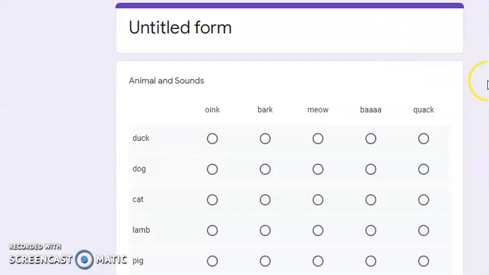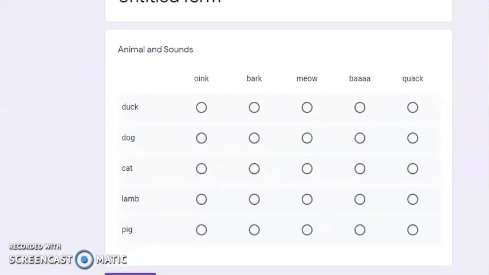If I had matching for something like this, you would go and select things. So what oinks? A pig does. A lamb says baa. So you get the idea of what matching looks like on a Google Form, and you can see I picked one apiece. That's what it would look like on a Google Form for matching.